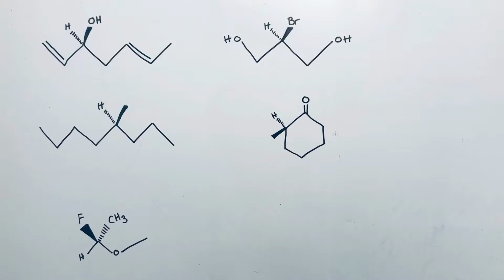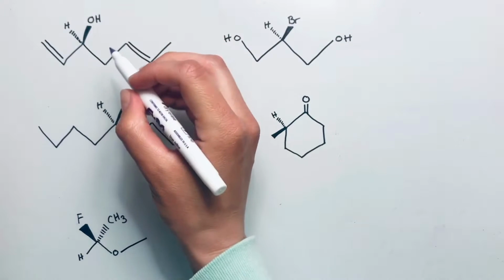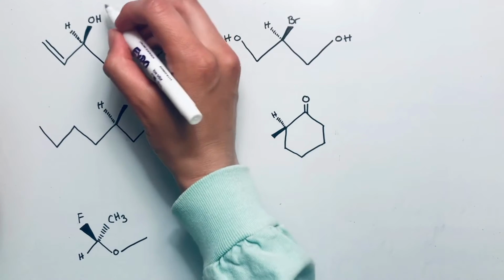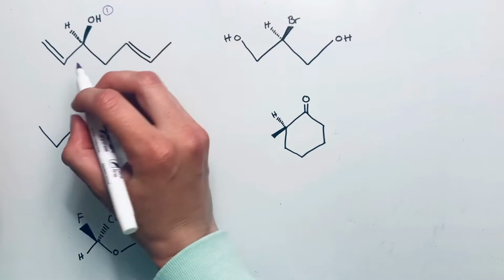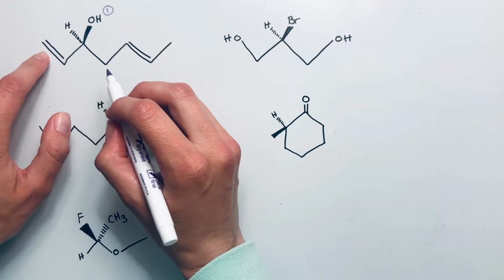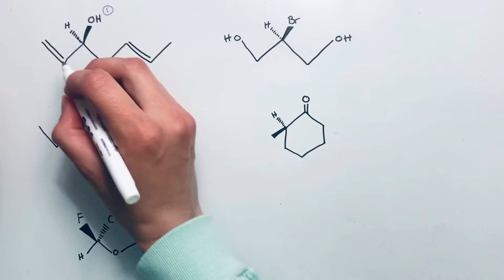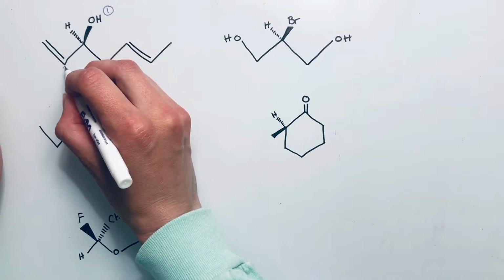Okay, problem set number 2 for the chiral center problems. Let's start with this one up here in the corner. Okay, so let's assign our priorities. That'll be 1. Carbon double bond takes priority over this carbon single bond over here. So this one right here is going to be 2.